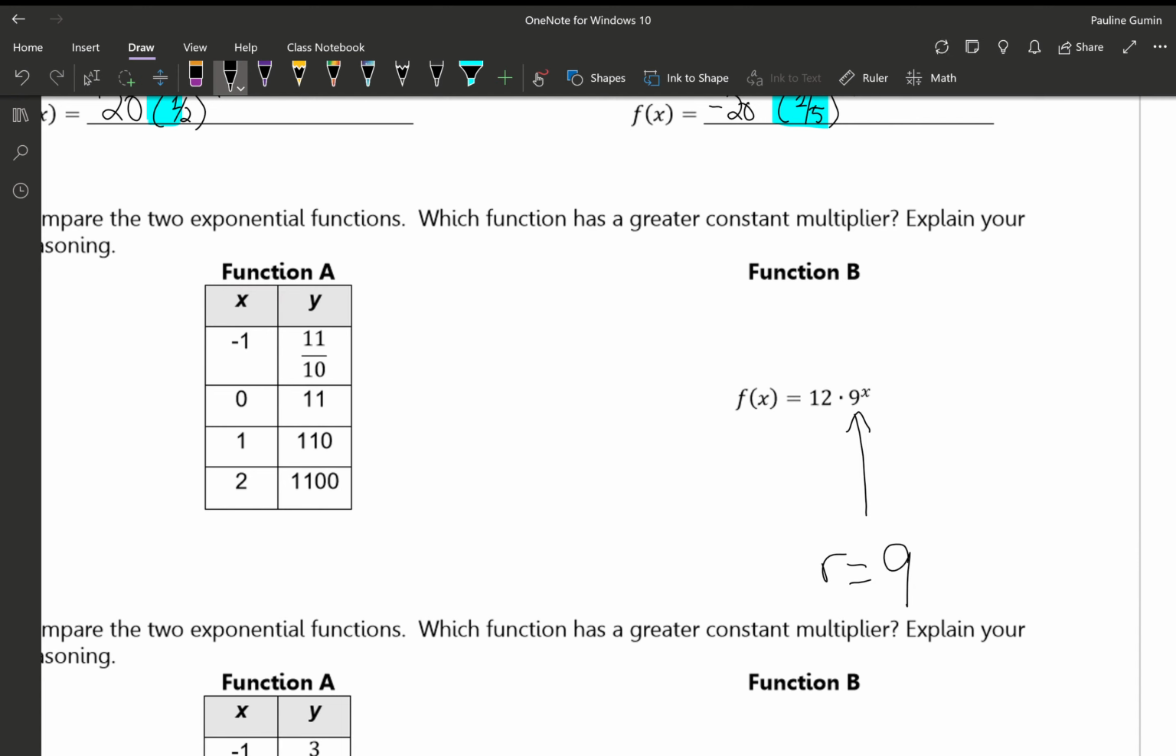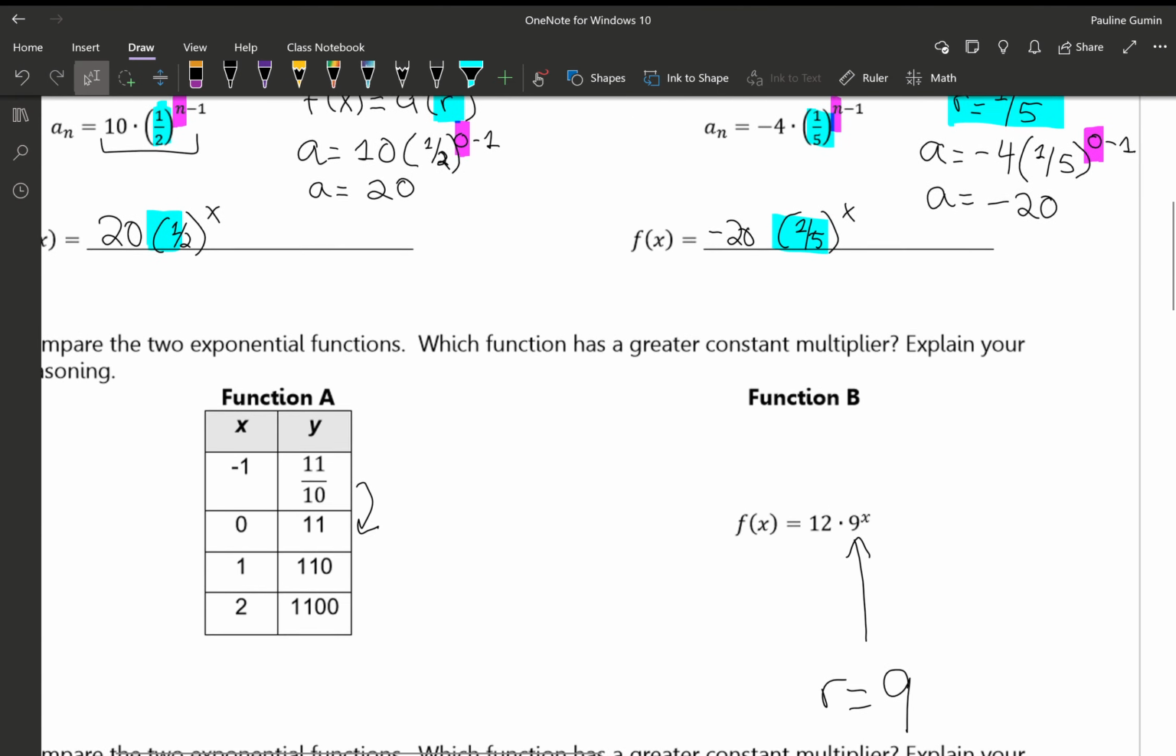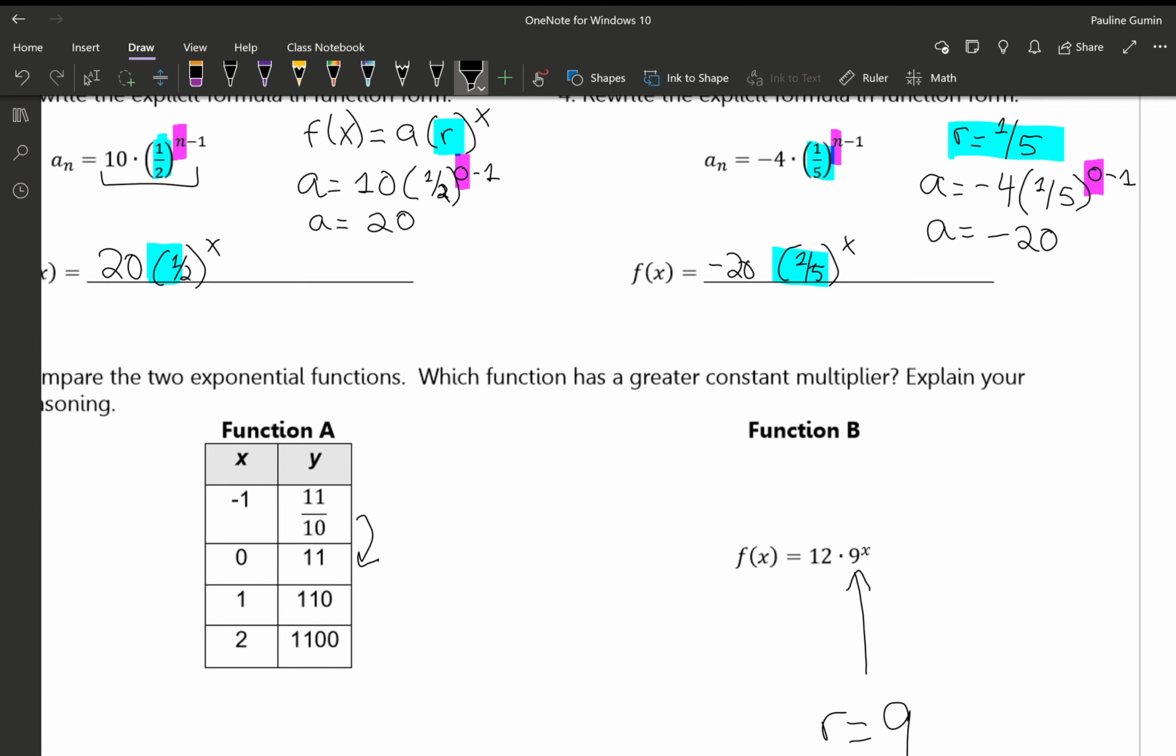Now, for the table in function A, to find r, our ratio, aka our constant multiplier, what we're going to do is similar to what we did in number 1 and 2. We're going to do second term divided by first. 11 is our second term. 11 over 10 is our first term. Let's divide. So in your calculator, you would type 11 divided by 11 over 10. Once you pressed enter, you should get that r equals 10.